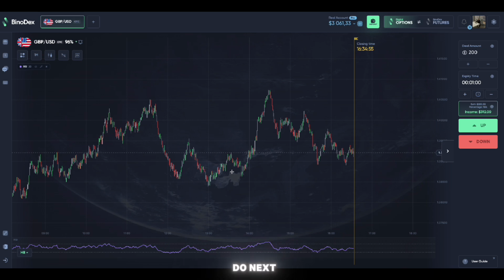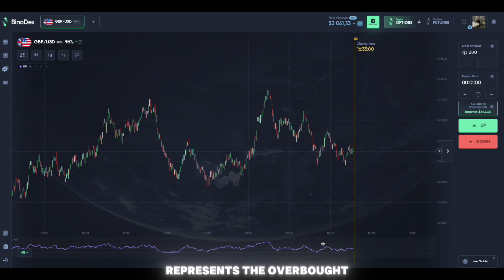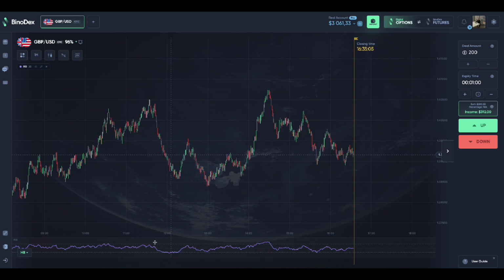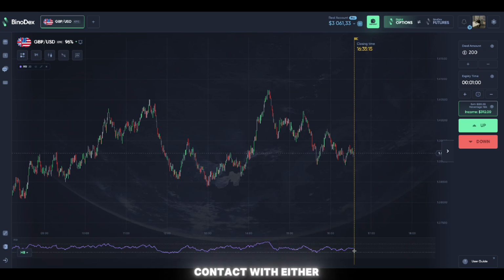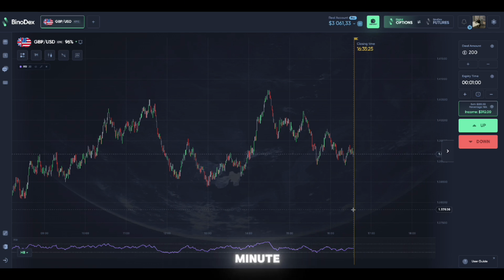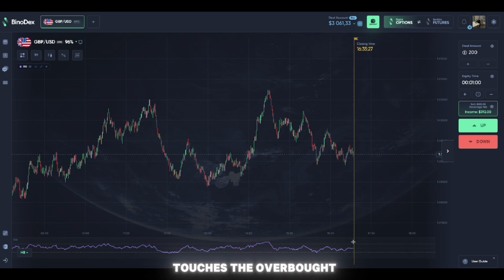Now, what do we need to do next? Well, as you can see, the red line represents the overbought level, while the green line represents the oversold level. The vibrant purple line represents the price of the asset we are currently trading. So we need to carefully find the exact moment when the price comes into direct contact with either the oversold zone or the overbought zone. If the price touches the oversold zone, we should open an upward trade for a full duration of 1 minute. If the price touches the overbought zone, we open a downward trade for 1 minute.